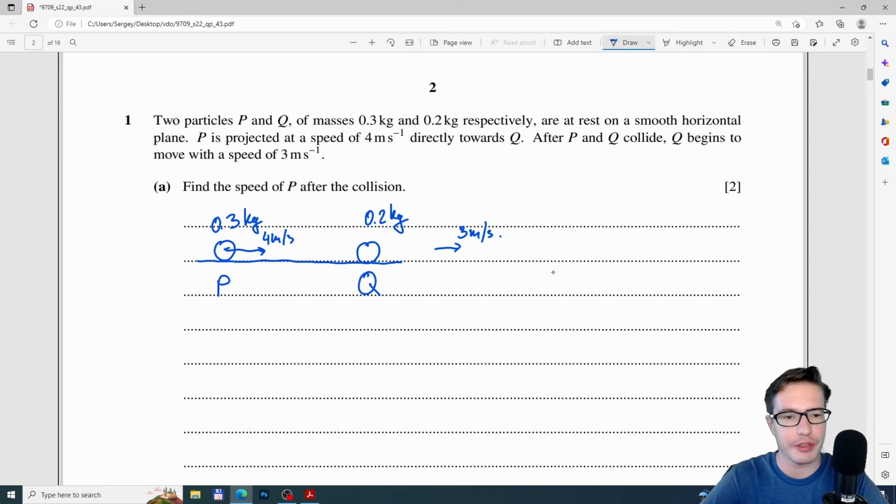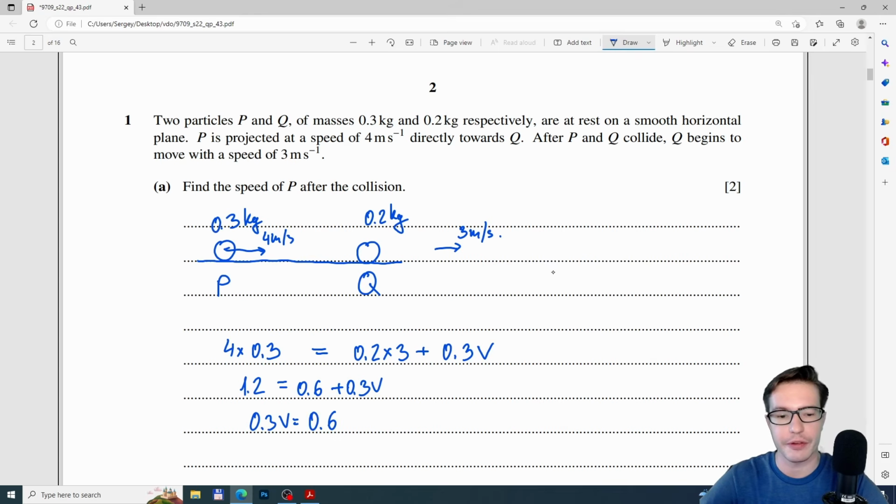Okay, we're going to use momentum conservation, so momentum of P is going to be 4 times 0.3 initially, and then momentum of Q is 0 because it stays stationary. Now, after the collision, the particle Q moves with velocity 3, so it's 0.2 times 3 plus 0.3, that's particle P, times its velocity. And from here we can find V. So we got 0.3 V equals 0.6, and then from here V equals 2 meters per second.